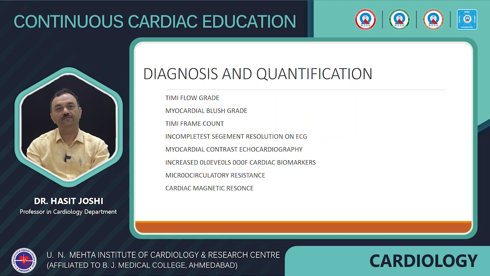So diagnosis of CMVO can be done by TIMI flow grade, myocardial blush grade, TIMI frame count. The traditional methods: incomplete ST segment resolution on ECG, on echocardiography we can see myocardial contrast echocardiography, increased levels of cardiac biomarkers, microcirculatory resistance and cardiac magnetic resonance imaging.